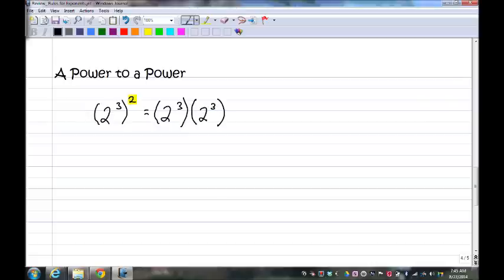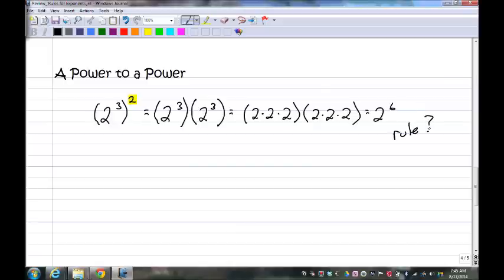Okay? And then inside the parentheses, that 2 to the 3rd power means 2 times 2 times 2. And the other one is 2 times 2 times 2. So how many 2's are there? There are 6. There's 2 to the 6th. Now, can you see what the rule is here? Hopefully you said multiply the exponents.